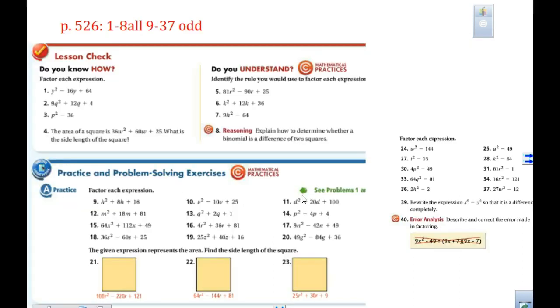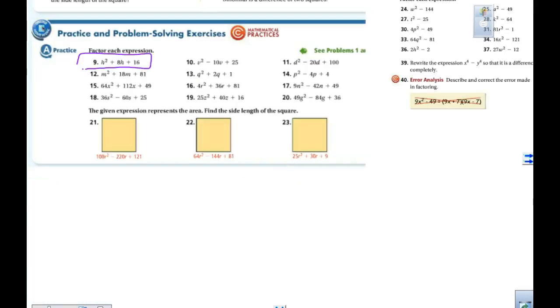You start with number 9. Again, when you look at the problem, the first thing when I look at your paper for 9, I want to be able to see that you've written the problem down. I don't want just the answer. So when I look at number 9 on your paper, this is the work I should see. h squared plus 8h plus 16.